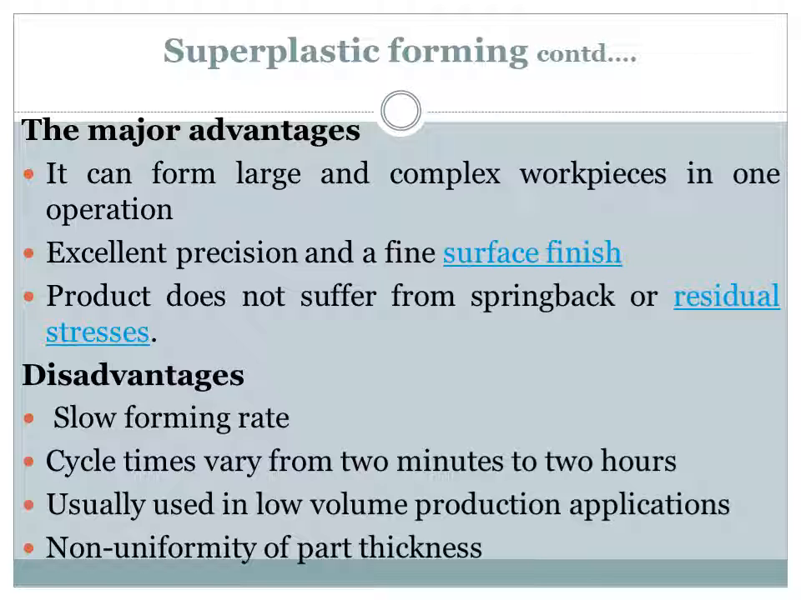It is usually used in low volume production applications, and there is non-uniformity of part thickness. That is one small disadvantage with this process because it is done at elevated temperature, and based upon the shape of the die cavity, there can be some thickness variation on the profile. With this, we come to the end of superplastic forming, and the different forming operations are completed with this topic.